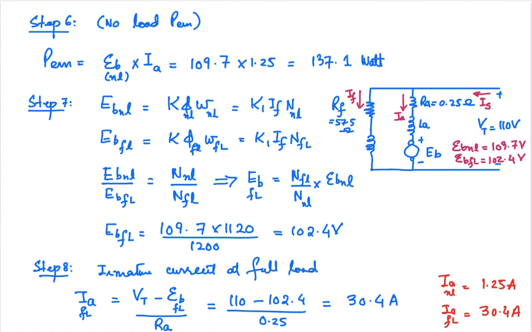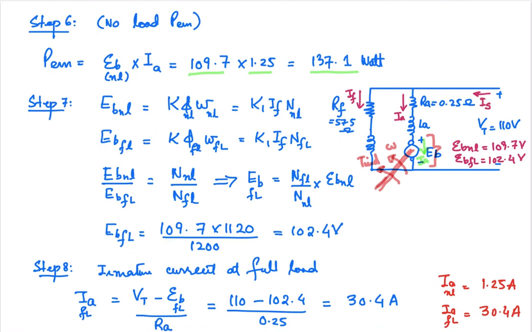Okay, now let's calculate the power that is converted into the mechanical form under the no load state. As there is no load, this power is not for the load but for the machine itself. The machine has weight, the armature has weight, it has inertia. So some power is required to run the machine itself. That will be equal to this voltage EB and the current in this branch, which is IA, the armature current at no load. The product of these two gives the power: 109.7 volt into 1.25, so 137.1 watt is the power required by the machine to run itself.